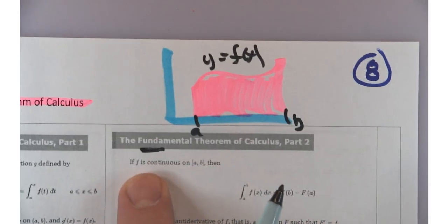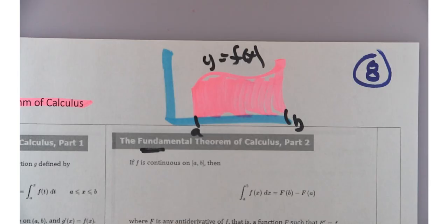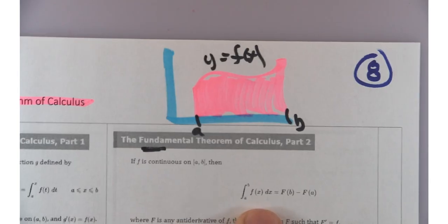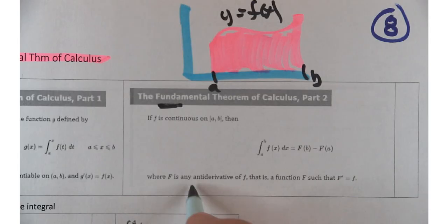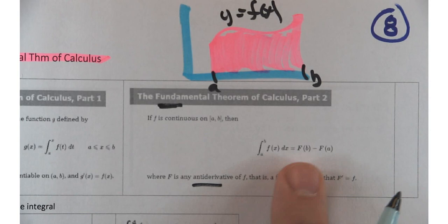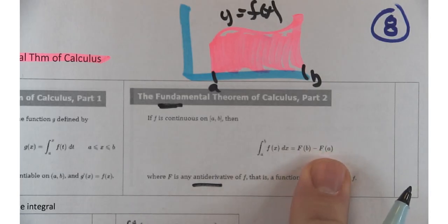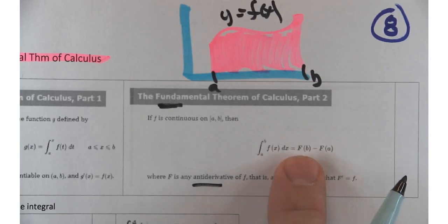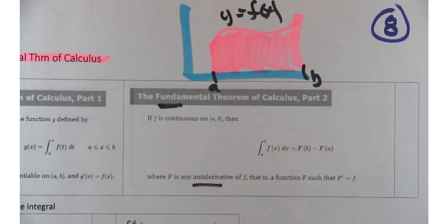If you want to find that area for whatever function, then all you're going to need is a nice continuous function and an antiderivative of that function. If you have the antiderivative of that function, call it capital F, then to find this integral, all you're going to do is find the antiderivative evaluated at the endpoint, minus the antiderivative evaluated at the other endpoint, F of b minus F of a. And that's it. Wow. That's going to really change your work. That's so cool.